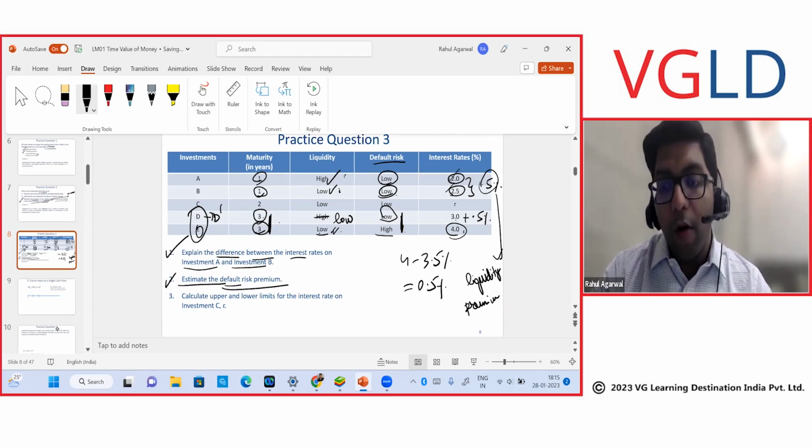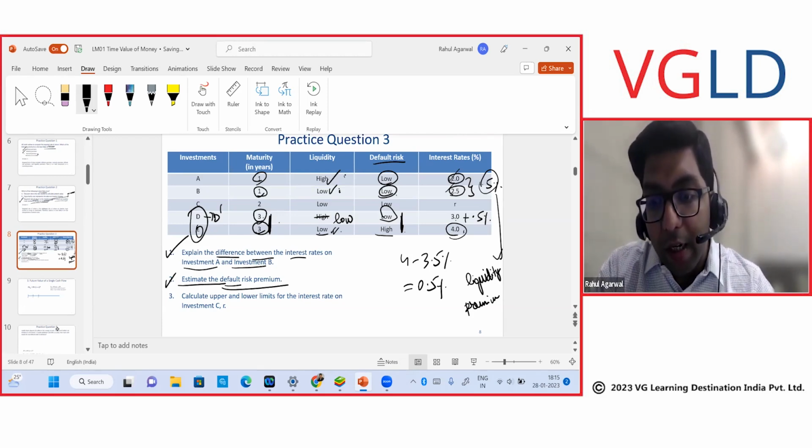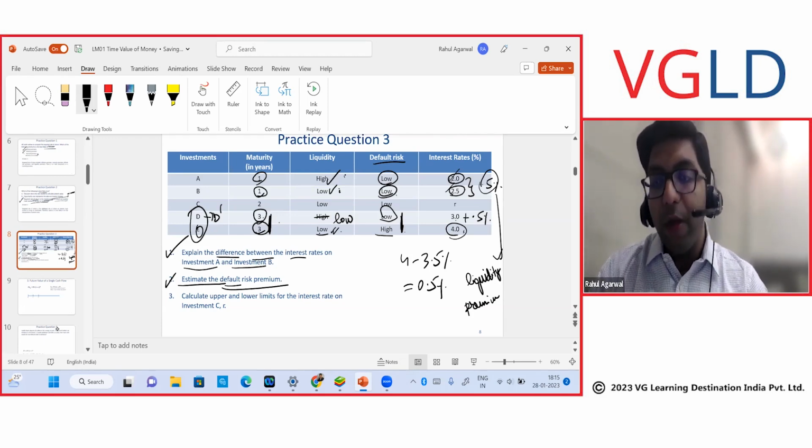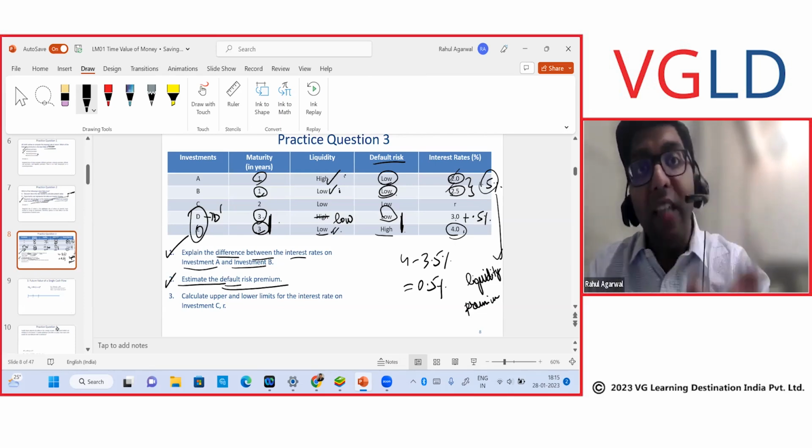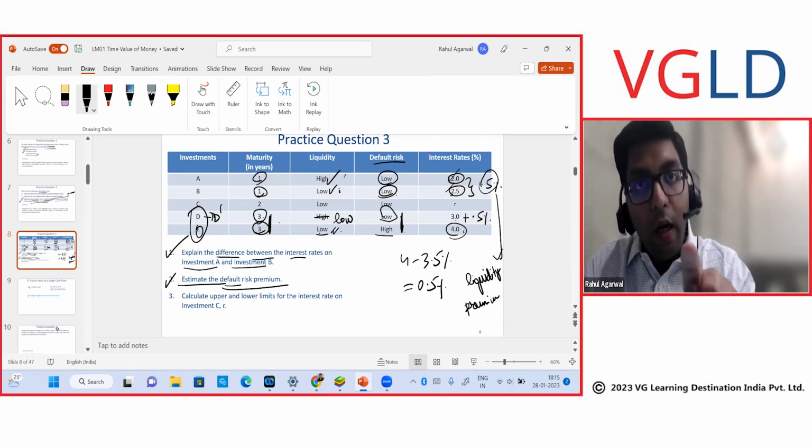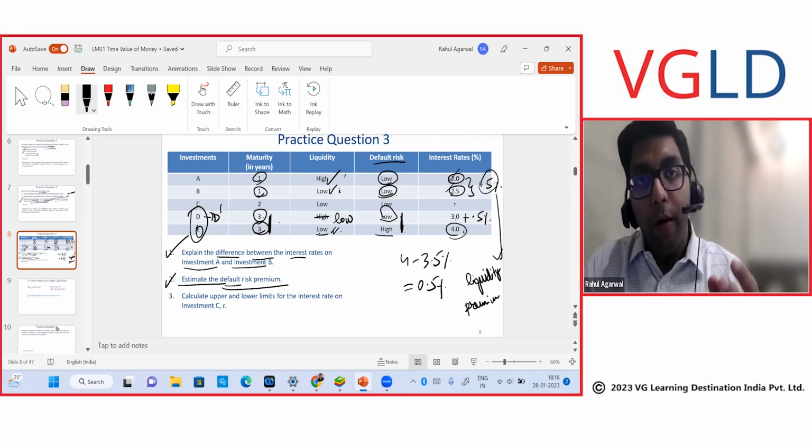In the first question, what was the question? Estimate the difference between interest rates on A and B. So the difference between interest rates on A and B is 0.5. But why is that 0.5? Due to liquidity. Now, when I know my liquidity risk premium, the next question is asking me what? Find the default risk premium.